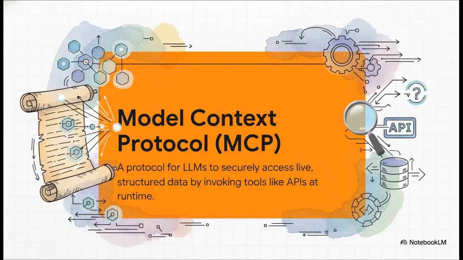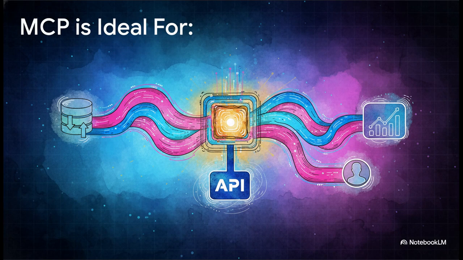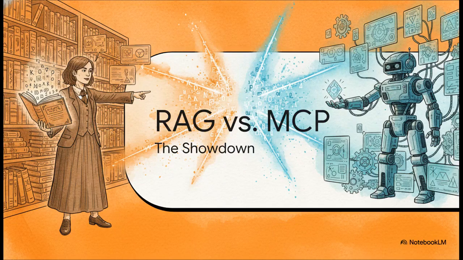So instead of reading from some static library, MCP is a protocol that allows the LLM to securely go out and grab live, structured data. It's not reading a document about your data. It's interacting with the data directly by using tools, like calling an API or querying a database, at the exact moment it's needed. So you see, the crucial point here is that MCP is designed for a completely different kind of data. This is for information that's dynamic, structured, stuff that needs real-time access. We're talking about checking an order status in a database, pulling current inventory levels from an API, or fetching a user's live account details.